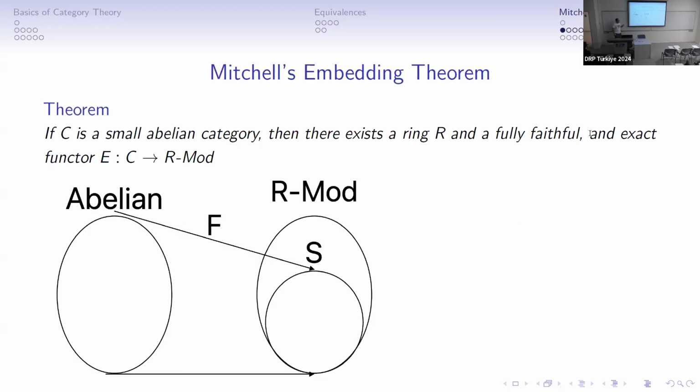And finally, our theorem, we can state it. It says, let C be a small abelian category. Small means your collection of objects and morphisms are sets. Then there exists a ring R and a fully faithful and exact functor from C to R-modules. So exactness is also about abelian categories, but we are skipping it. So you don't need to know exactness to understand my proof sketch.